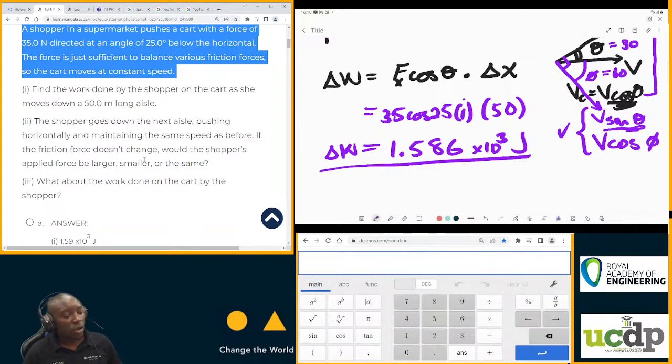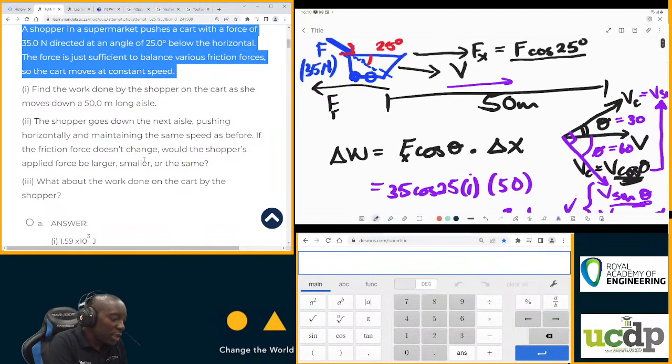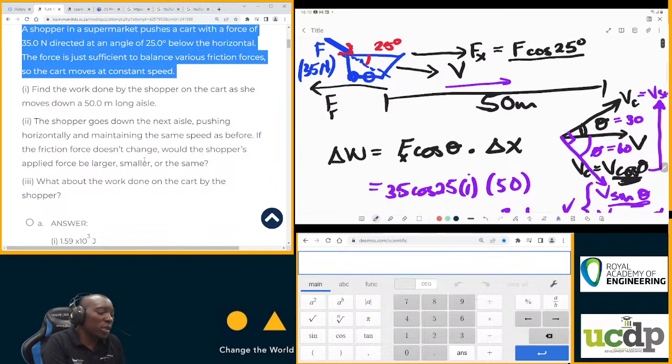So if the chopper applies the force horizontally, and the velocity doesn't change, then the value of F should be equivalent to what F cos theta was initially. So F cos 25, let's see what F cos 25 was, is 31.7 newtons. So now F is only being applied directly horizontally as 31.7 newtons to maintain the same velocity. So what can we conclude? If the force is applied horizontally, then the force will be smaller.